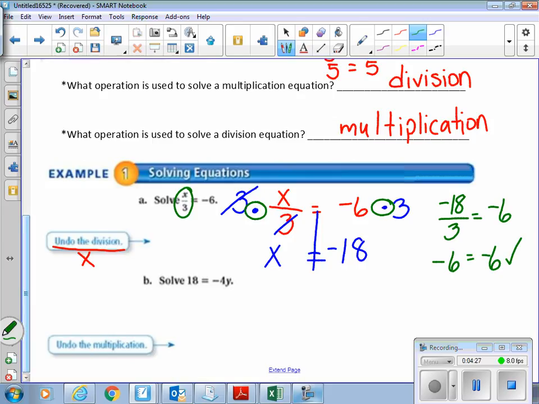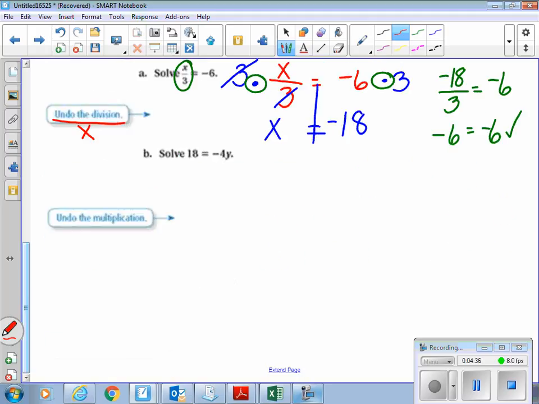This is now a multiplication problem. 18 equals negative 4 times y. How do I undo multiplication? What is the inverse of multiplication? That would be the division.